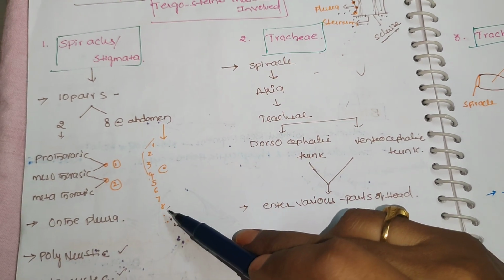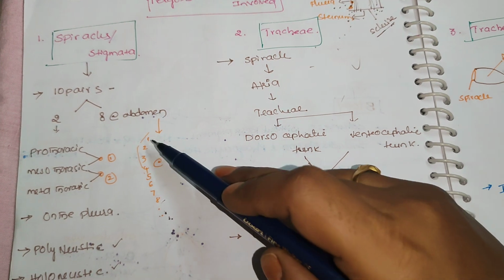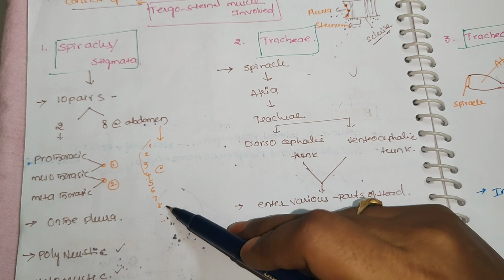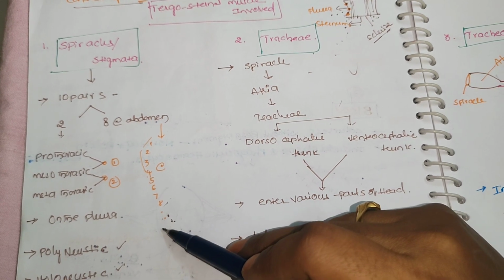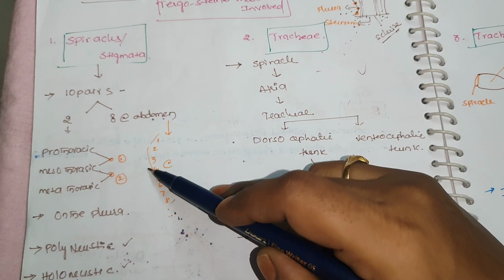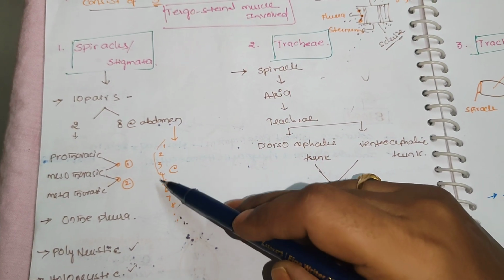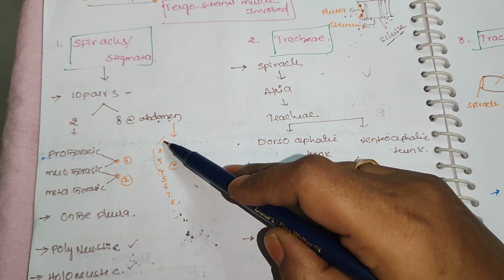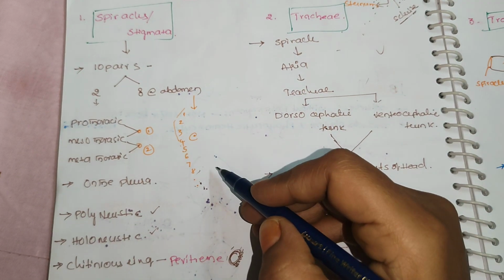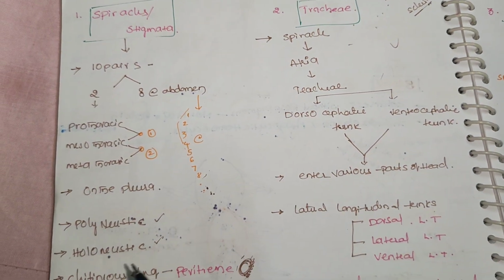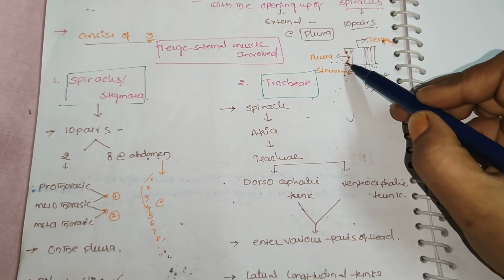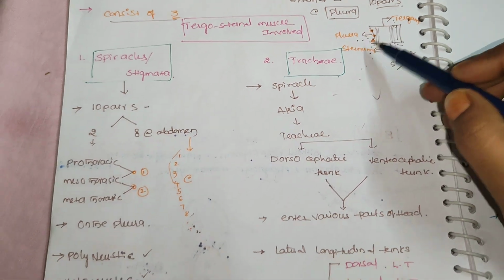8 at abdomen region. In abdomen we have 10 segments, but the spiracles are present in just 8 segments only. In the last 2 segments the spiracles are absent. And remember one thing, the 8 abdominal spiracles are not in between the segments, it is in each segment. So this is the spiracles. And the location of spiracles is on the pleura.